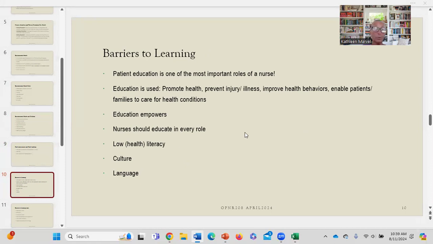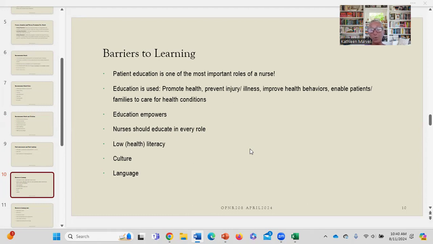Let's go to barriers to learning. One of our biggest roles in community nursing is education. Okay, we know that patient education is one of the most important roles of a nurse, right? We use education to promote health, prevent illness, injury, improve healthy related behaviors, right? And we also teach to enable patients and their families to care for each other and themselves with their health conditions.